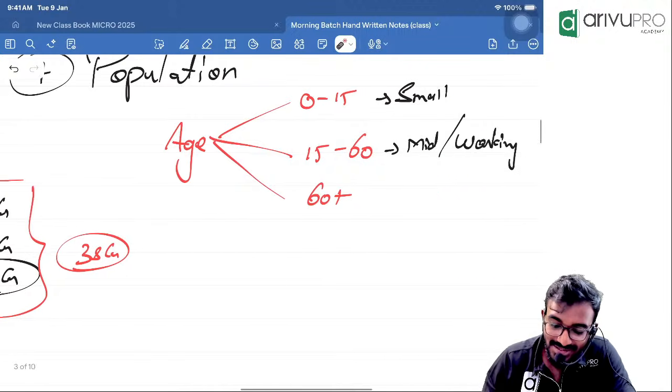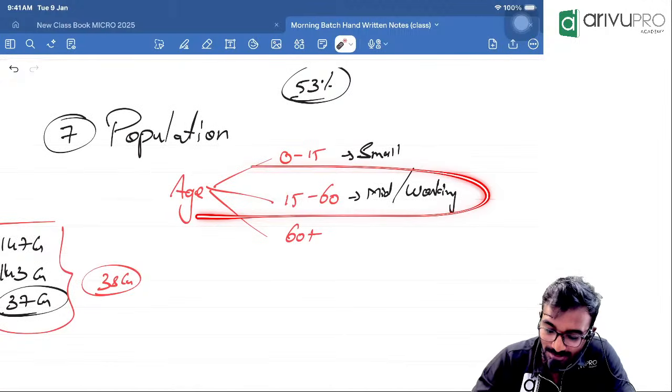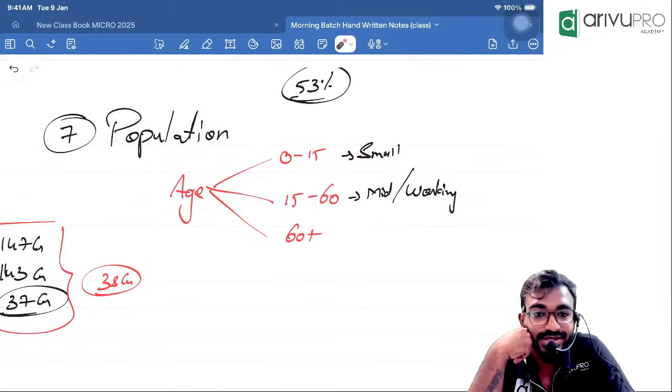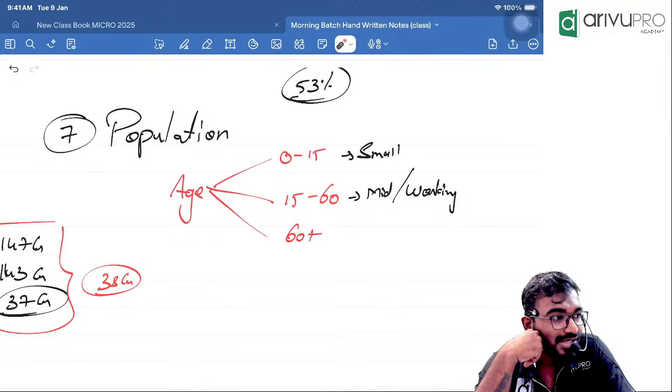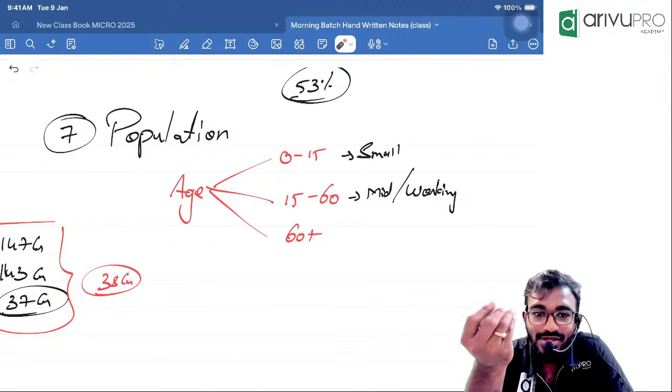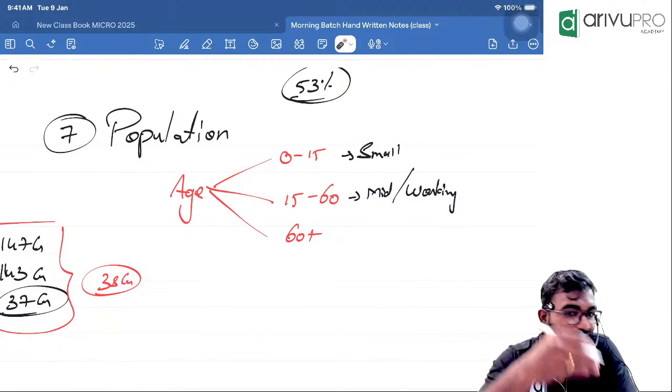And see, this is the reality. India's population is mostly of the middle age group. Which age group? Middle age group. And that is why India is called a young India. Still, you guys are yet to get married. You guys are yet to have kids.